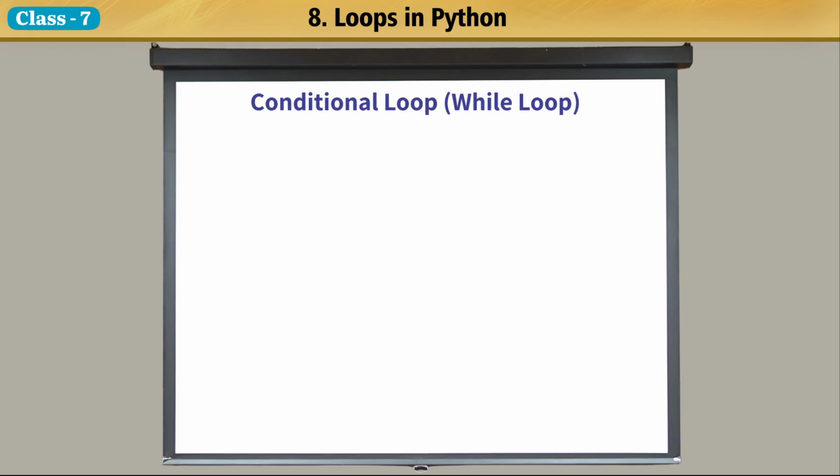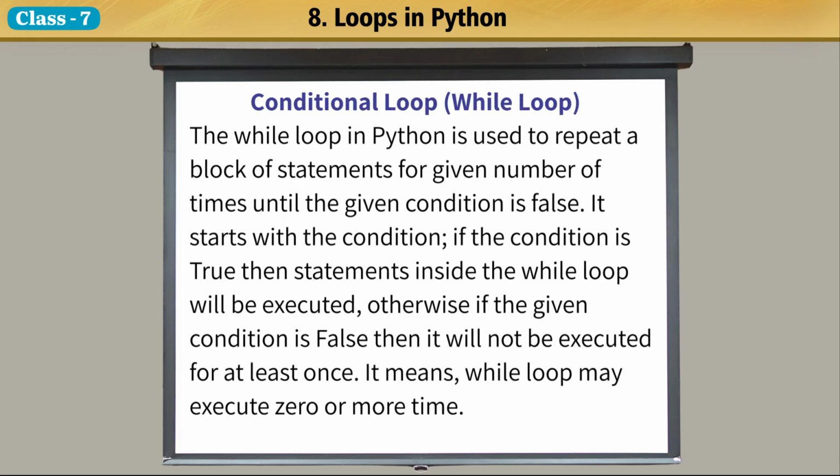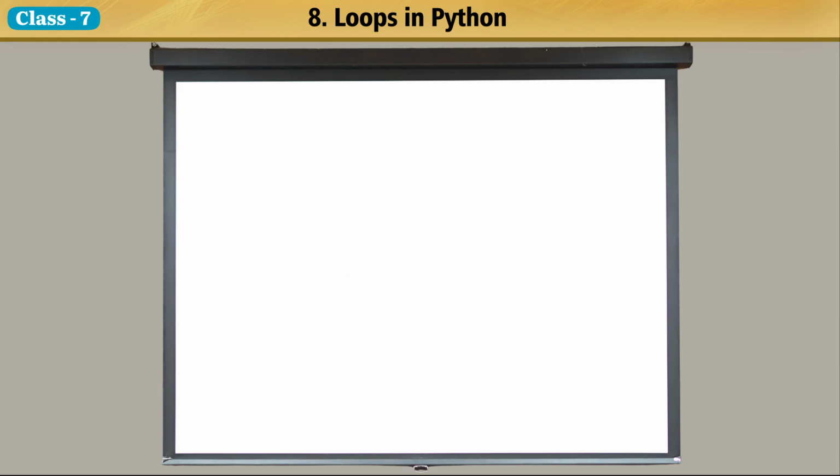Conditional loop, while loop. The while loop in Python is used to repeat a block of statements for a given number of times until the given condition is false. It starts with the condition. If the condition is true, then the statements inside the while loop will be executed. Otherwise, if the given condition is false, it will not be executed even once. It means a while loop may execute 0 or more times.